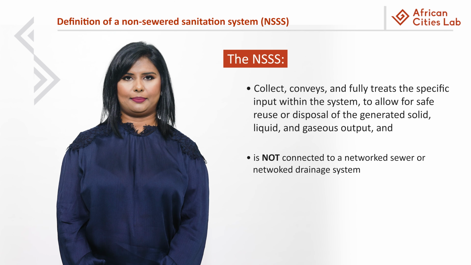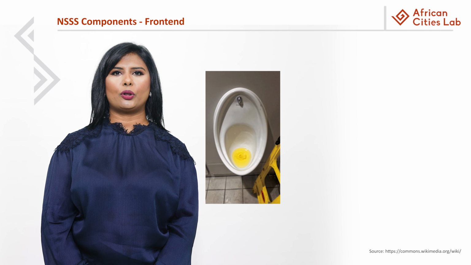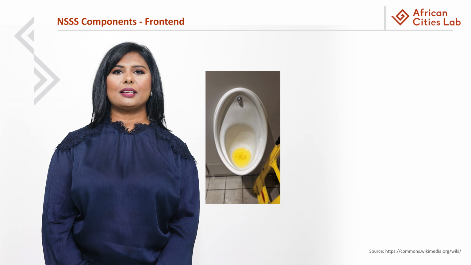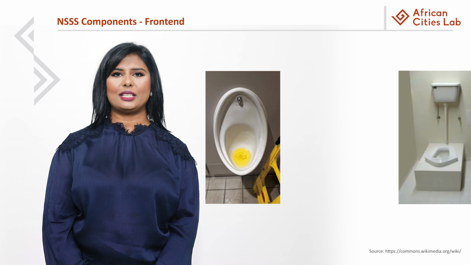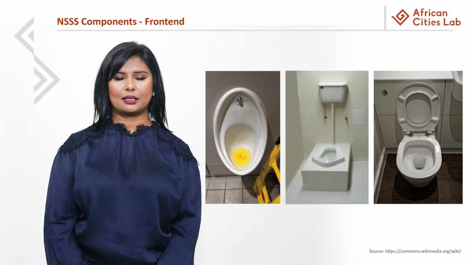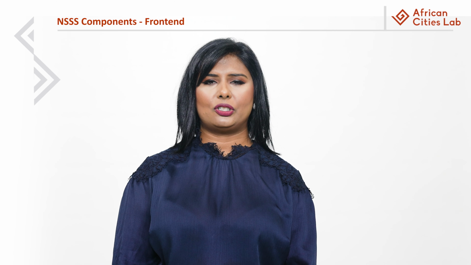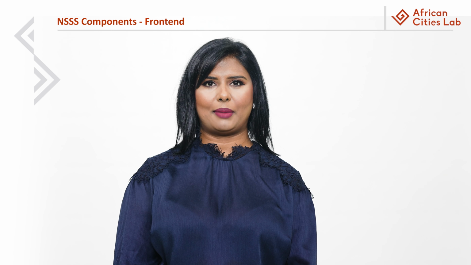We will now look through the components of a non-sewage sanitation system. These are some examples of front ends, which are essentially what the user interface is. Some examples include urinals, squatting pans, or sitting pans. Some manufacturers will design their systems with their own specific front ends, or it can be designed to be integrated with any front end currently in the market. The type of front end is at the manufacturer's discretion, as it is generally specified in the user manual.